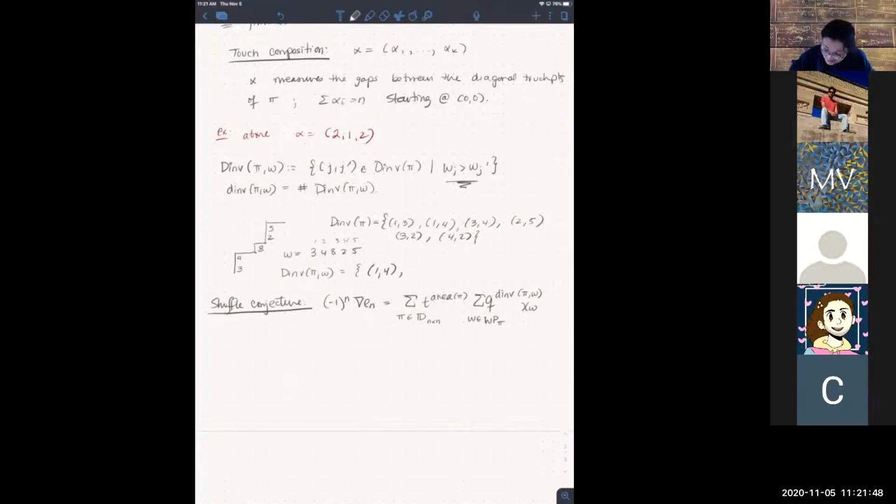So then we look at 3, 4. So 3 and 4. So is 8 bigger than 2? Yep. So we get the cell 3, 4. 2 and 5. So is 4 bigger than 5? No. 3, 2. So is 8 bigger than 4? Yep. So we get 3, 2. And 4 and 2 is 4. Is 2 bigger than 4? No.